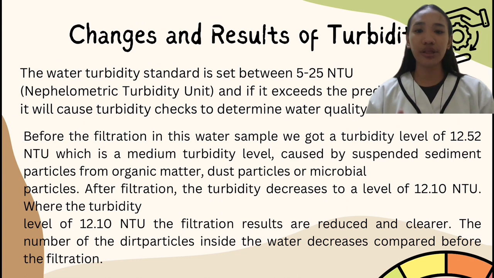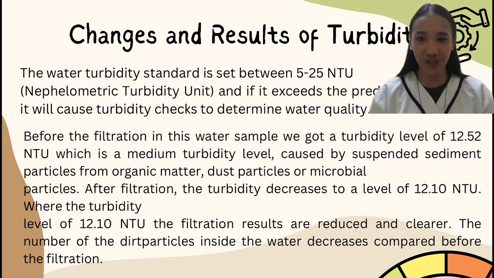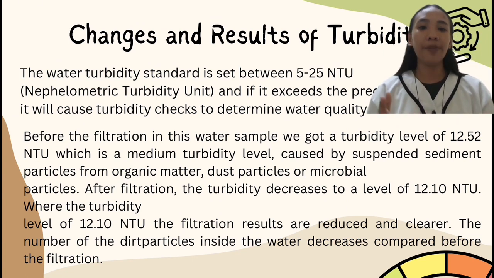So in conclusion, the decrease in turbidity levels following filtration reflects an improvement in water quality by reducing the presence of suspended particles. Moreover, monitoring and maintaining turbidity within acceptable limits are crucial for ensuring safe and clean drinking water for various uses.